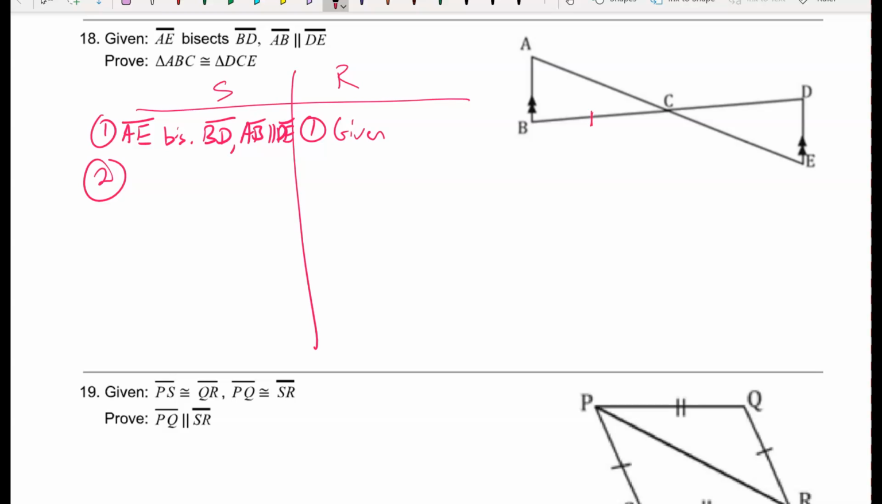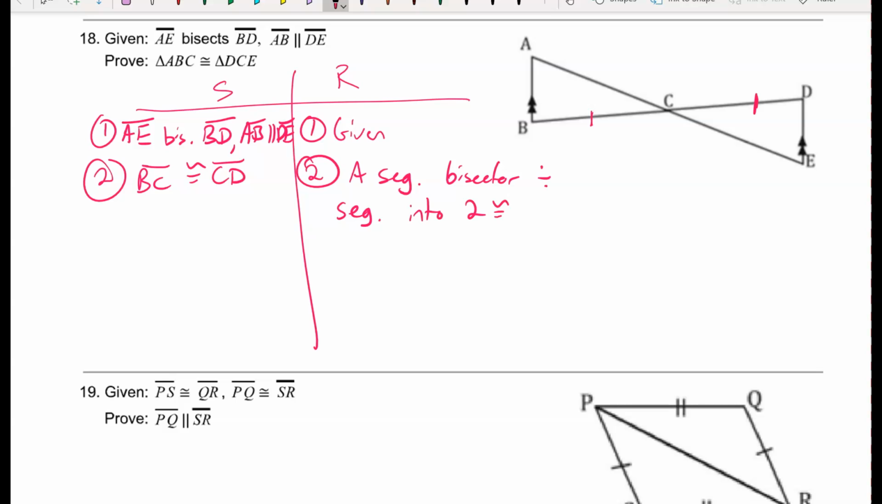If BD is getting bisected, then it should be the case that it's cut into two congruent segments, BC and DC. And I'm just going to write the definition of a segment bisector. A segment bisector divides a segment into two congruent segments. So that's my reason there. So I took care of the first part of the givens.